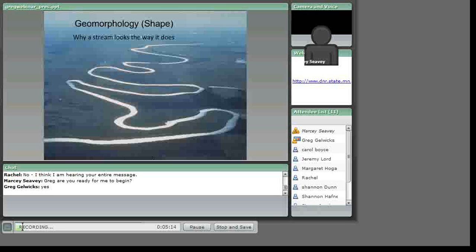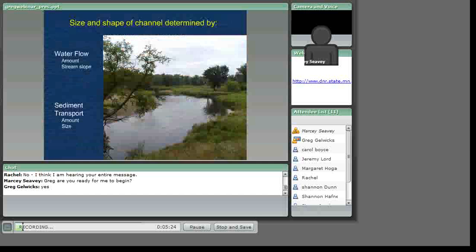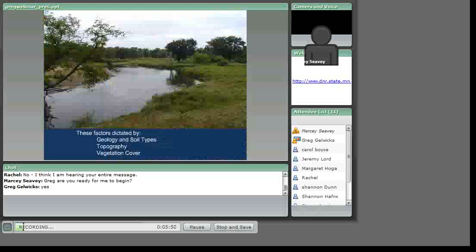The next topic is geomorphology, or the shape of a stream, and this deals with why a stream looks the way it does. The characteristic size and shape of a stream channel is determined by water flow through the channel, both the amount and the gradient of the stream. And then it's also determined by the sediment that's transported by the stream, both the amount of sediment that flows down the stream and also the size of that sediment. And these factors are dictated by the geology and soil types and the topography of the watershed and also the vegetation cover in the watershed.